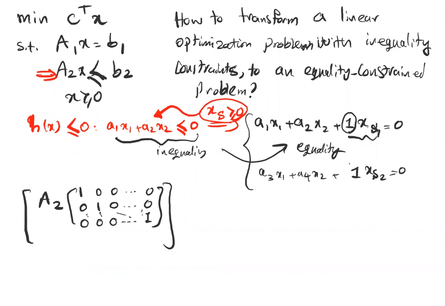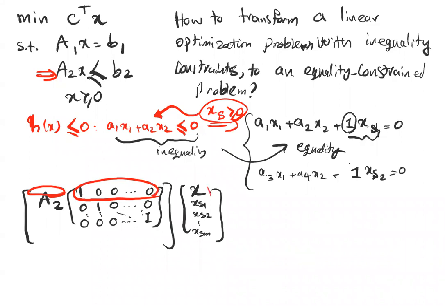And then we multiply this by this new vector of variables x, xs sub 1, xs sub 2, up to xs sub m. Let's say we have m constraints. Now if I want to expand this, the first row of A2 and this 1 are going to be multiplied by this vector. So it will be row 1 of A2 multiplied by x plus xs1 is equal to 0. That's how we transform these inequality constraints to equality constraints.